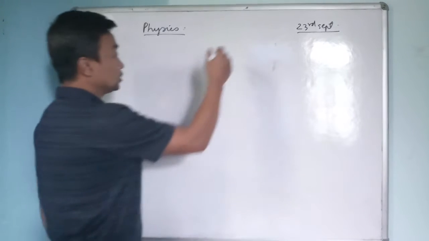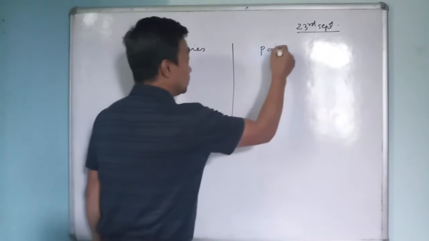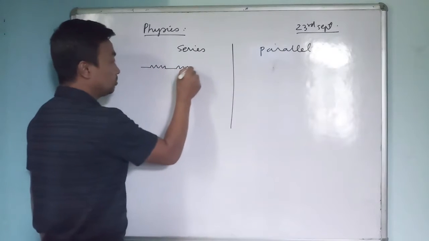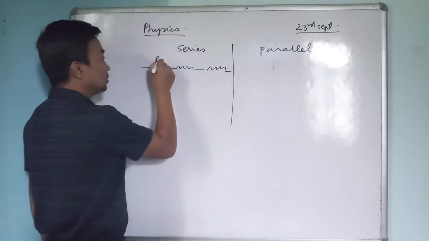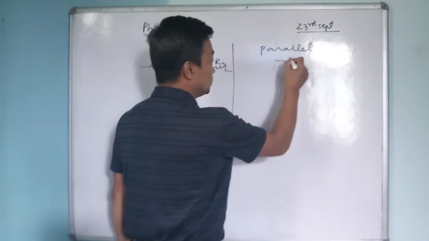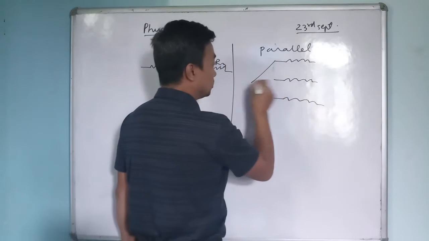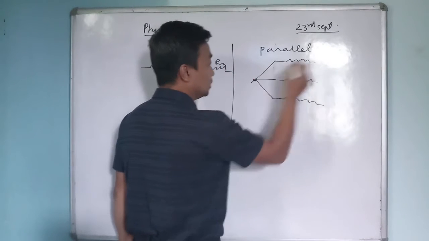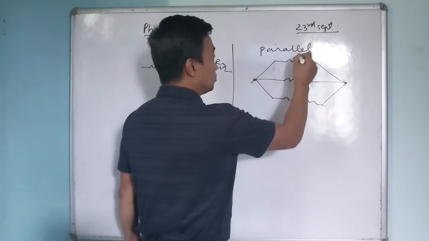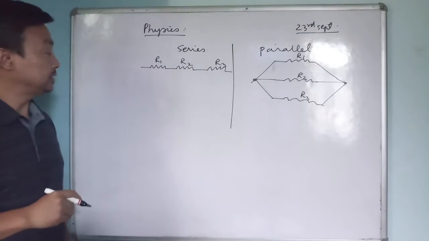First of all, just a quick recap of the combination of the resistor, series and parallel. In the series we have learned that the resistors will be combined one after another. Suppose these are the three resistors. In the parallel the resistors will be kept one on top of the other, or one end will be connected to the same point and the other end will be connected to the other point. These are the two ways of combining the resistors.